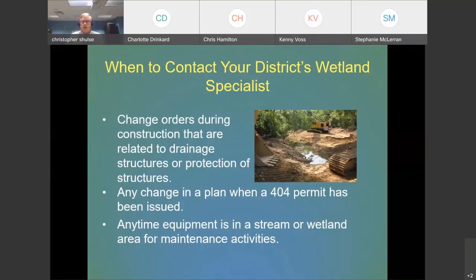Anytime there's any equipment in a stream or wetland for any maintenance activities, our office wants to be notified. Sometimes those types of activities don't require a permit, but we want to get a chance to find out what you're wanting to do and make sure that we keep in compliance with all regulations.